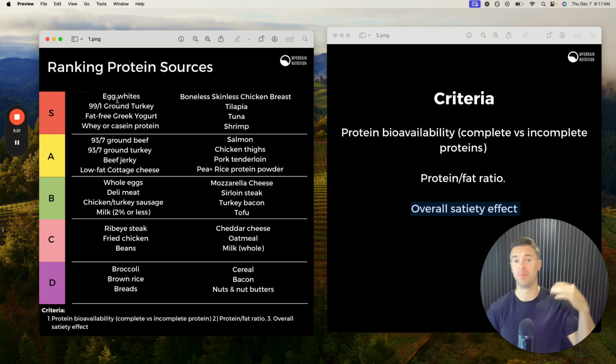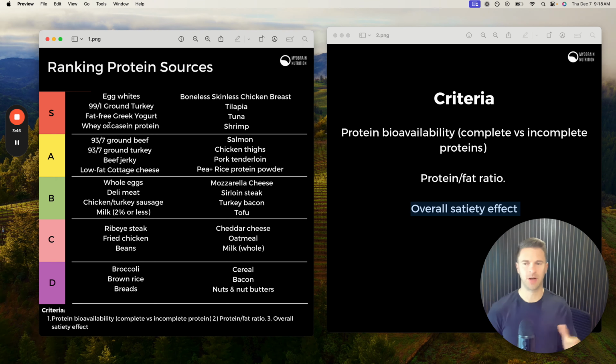This, of course, would be the best possible class you could be in. Egg whites, 99.1, so almost no fat. Ground turkey. Of course, there are other cuts, but it would be 99.1 ground turkey. I think there may be 99.1 ground chicken as well. Similar macronutrient profile. We have fat-free Greek yogurt. We have whey or casein protein powder.